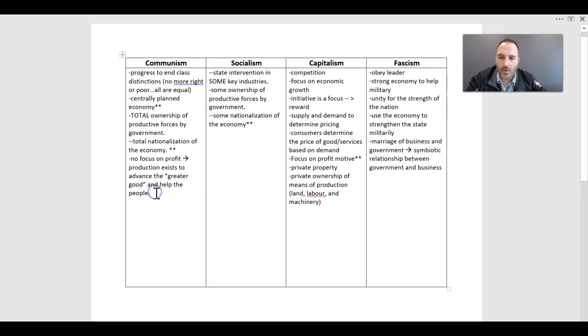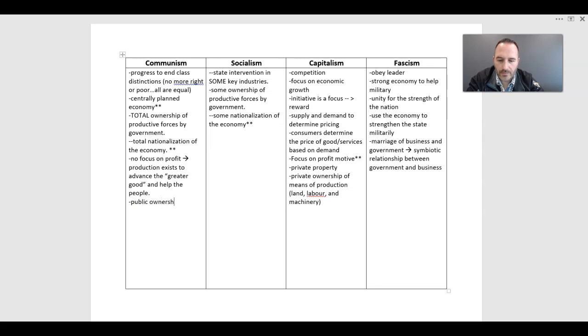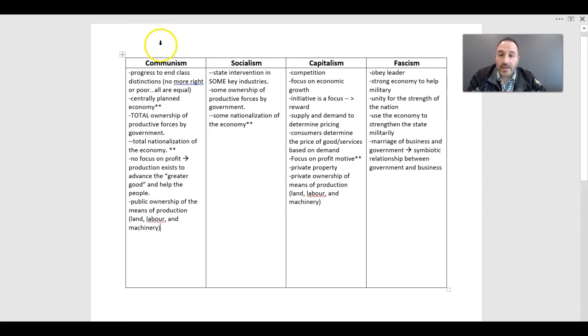And then let's go over to communism just because it's a good thing to have here, and let's put public ownership of the means of production. And again, land, labor, and machinery. So typically we dichotomize a communist and a capitalist society. Here we have total private ownership. Here we have total public ownership.